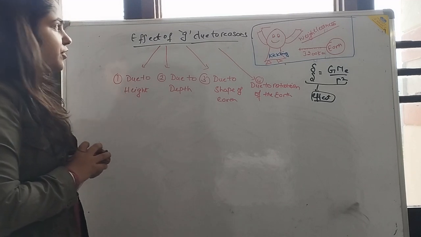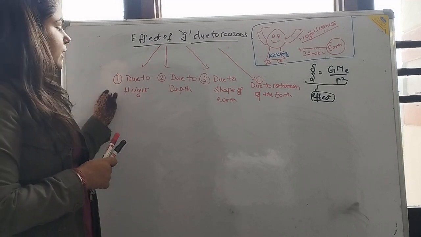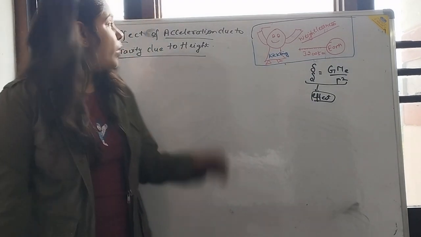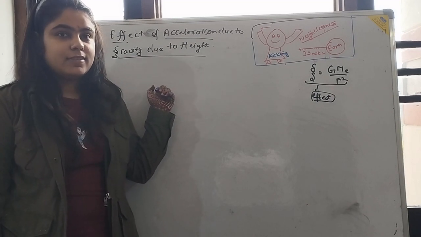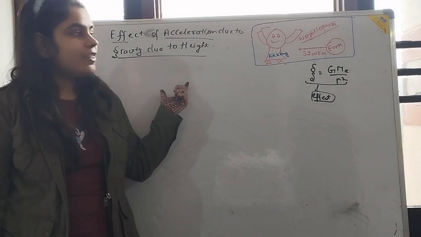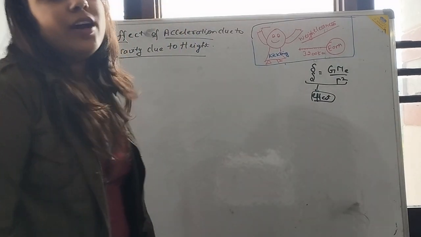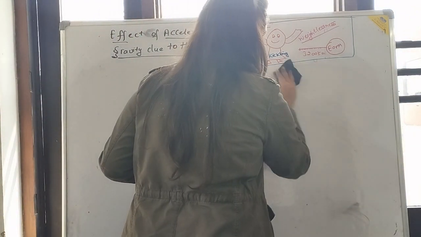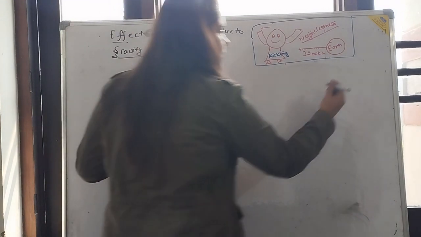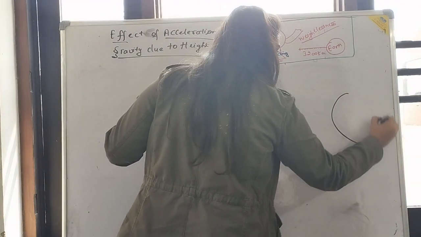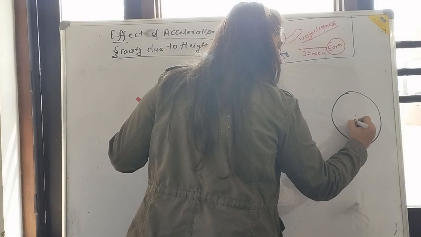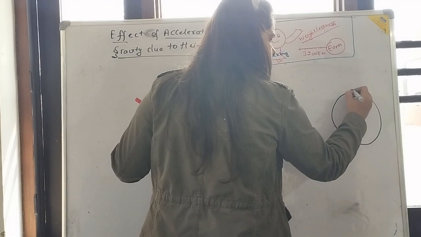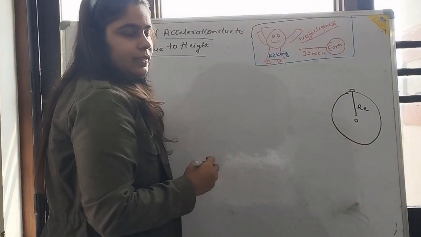First point: the effect of acceleration due to gravity if I take the object to a certain height. Students, what is going to be affected in the acceleration due to gravity if I take the object to a certain distance from the surface of the earth? This is the earth, this is the center of the earth, I am writing O, and this is the radius of the earth, RE. And here is the object, a point object.